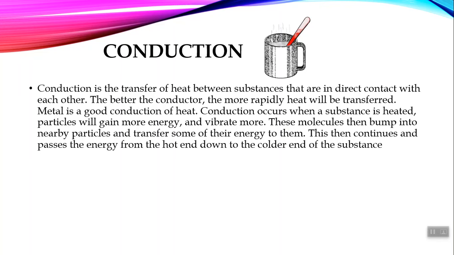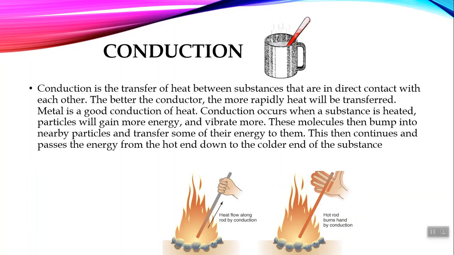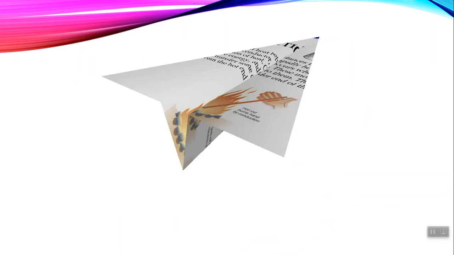Conduction occurs when a substance is heated. Particles will gain more energy and vibrate more. These molecules then bump into nearby particles and transfer some of their energy to them. This then continues and passes the energy from the hot end down to the colder end of the substance.